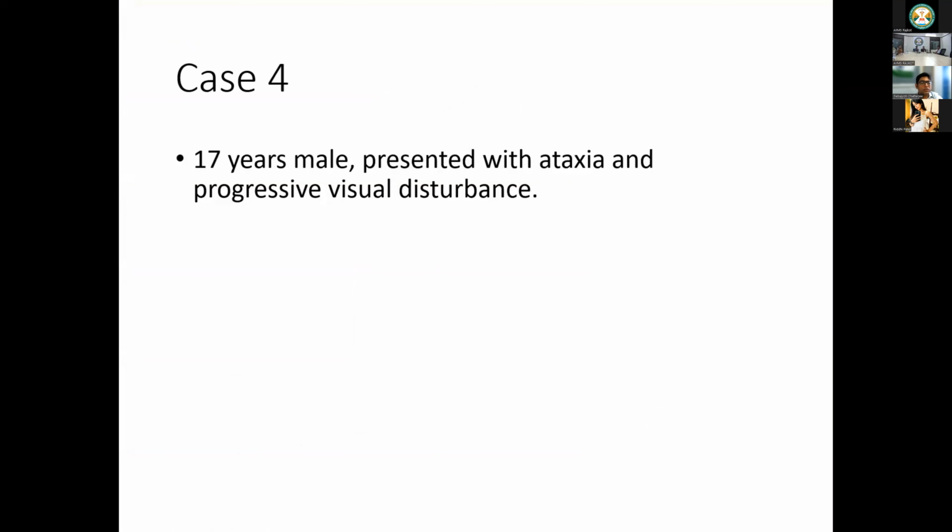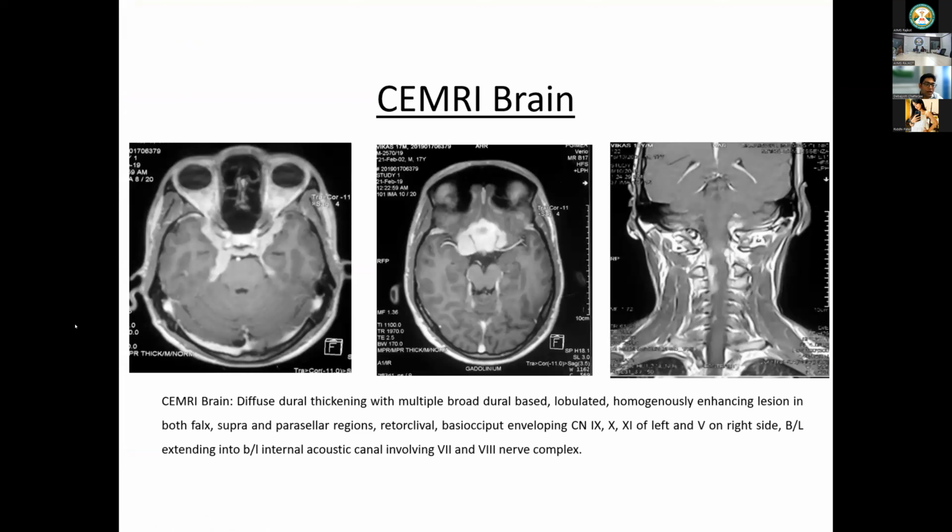Okay. So there is a 17 years male who presented with ataxia and progressive visual disturbance. And on MRI brain, we can see a diffuse dural thickening with multiple broad dural based lobulated homogeneously enhancing lesions involving the falx cerebri, supra and parasellar region, and also entrapping the cranial nerves here. So a possibility of a meningioma was considered, en plaque type, and a biopsy was performed.